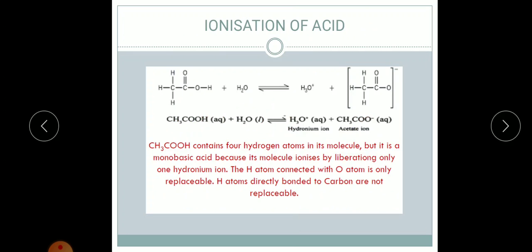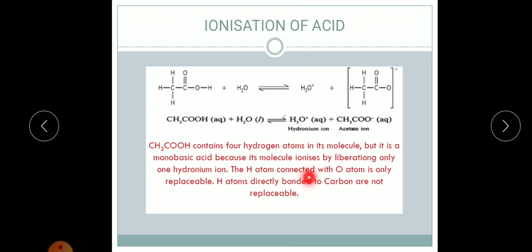Next, ionization of acid. We have taken one example: acetic acid reacts with water to form hydronium ion and acetate ion. Now in this, if you count the number of hydrogen atoms, it's 4. So accordingly its basicity should be 4, but it's only 1. The reason is that acetic acid contains 4 hydrogen atoms in its molecule, but it is a monobasic acid because its molecule ionizes by liberating only one hydronium ion.